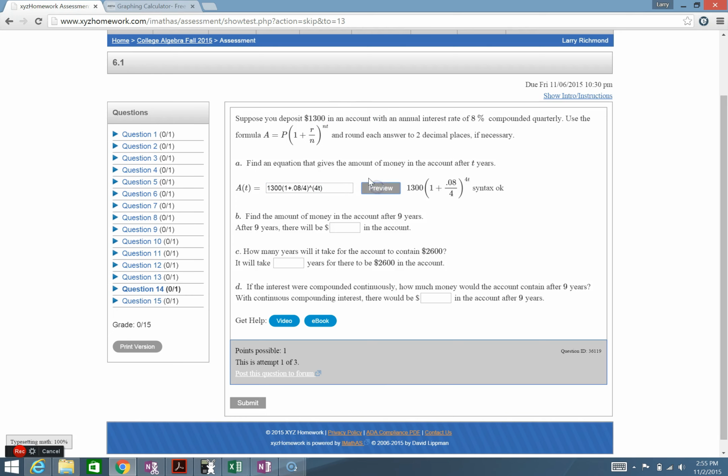Preview to see if it's like I want it. And here you see we have the 4 to the t power. P is my 1,300, R is my 0.08, N is 4 because we're talking about quarterly. Find the amount in the account after n years. I'm just going to substitute 9 in place of n, but I'm going to type this in my meta calculator.